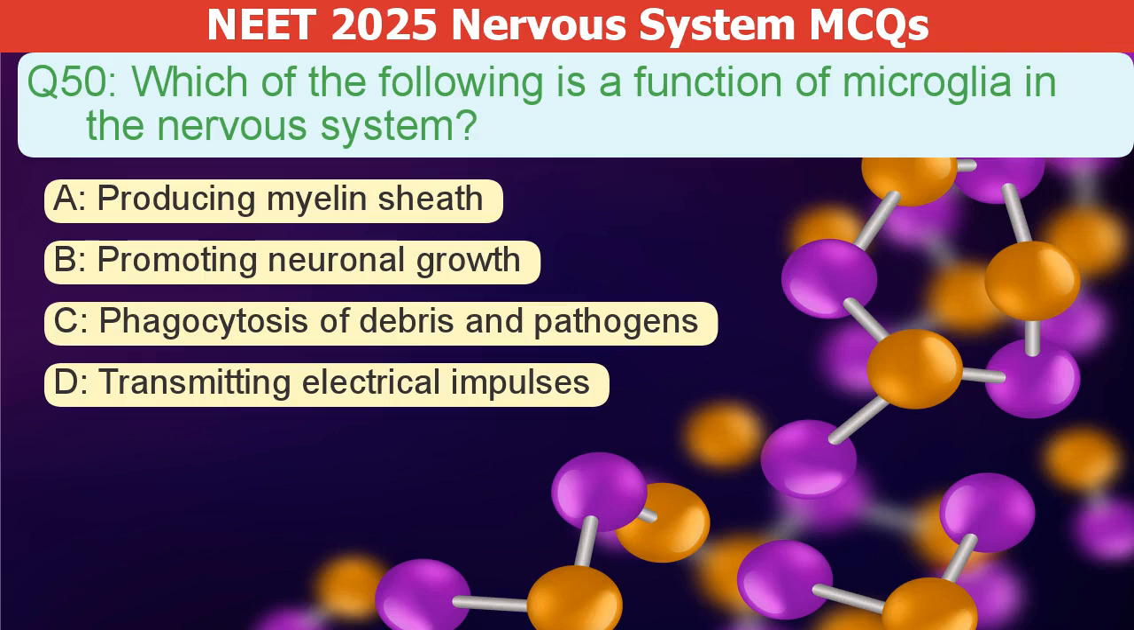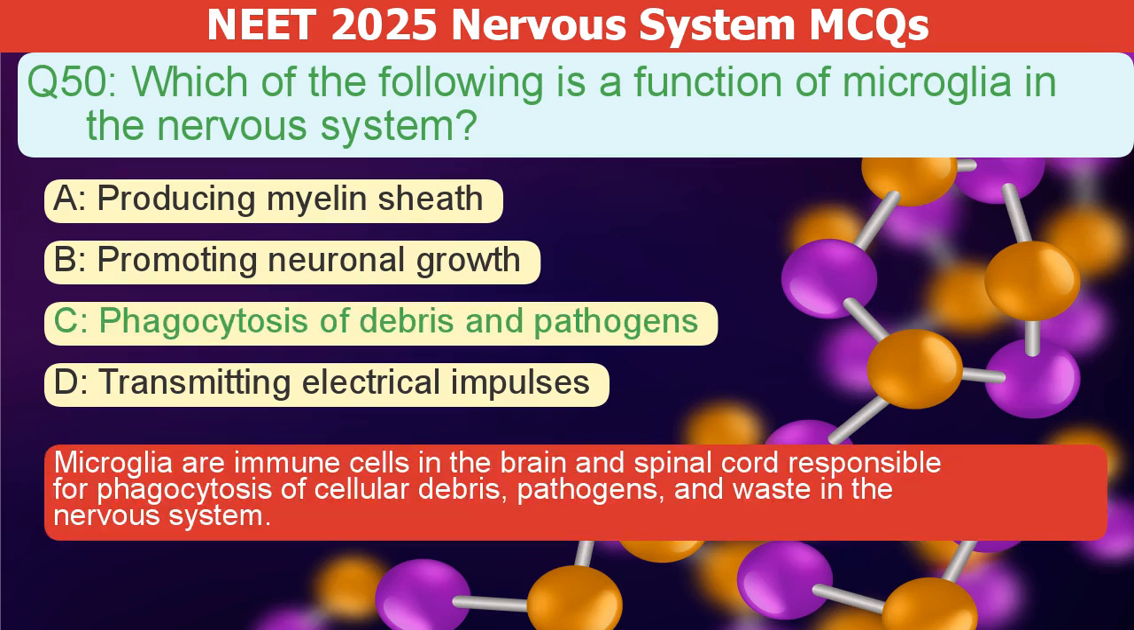Which of the following is a function of microglia in the nervous system? A. Producing myelin sheath. B. Promoting neuronal growth. C. Phagocytosis of debris and pathogens. D. Transmitting electrical impulses. The correct answer is C. Microglia are immune cells in the brain and spinal cord. They're responsible for phagocytosis of cellular debris, pathogens, and waste in the nervous system.